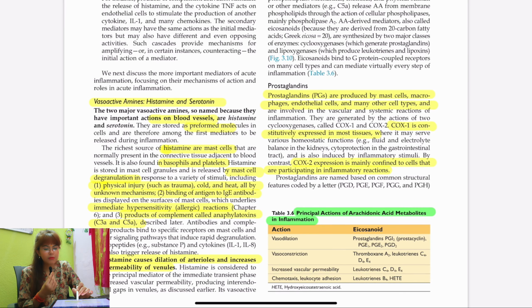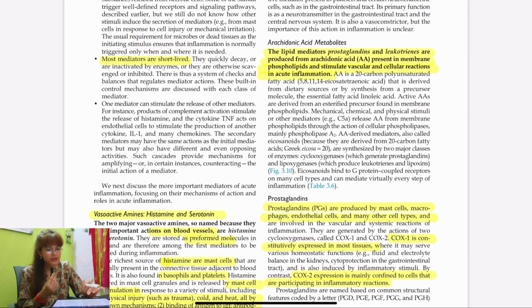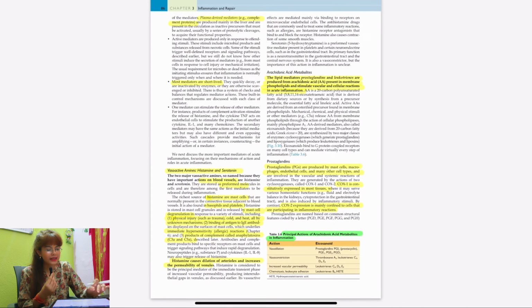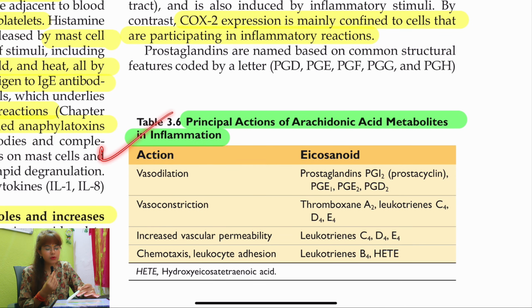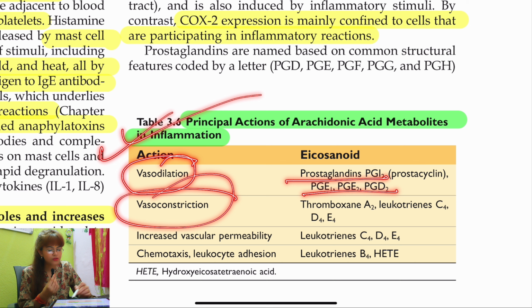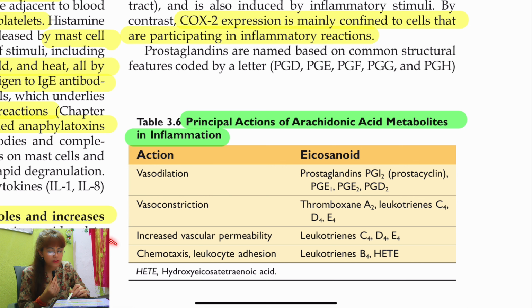The vasoactive amines like histamine and serotonin. Okay, the prostaglandins, the arachidonic acid metabolites. Again, this is an important point. Vasodilation is happening because of these prostaglandins. Vasoconstriction because of these molecules. Vascular permeability is increasing because of these molecules, and chemotaxis and leukocyte adhesion is happening because of this.